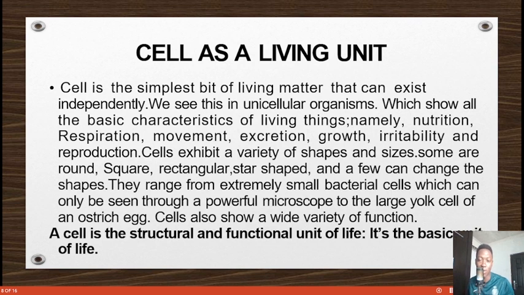So what are we going to define a cell as? A cell is the structural and functional unit of life. Structural means the structure, and functional means it's able to carry out everything it needs to stay alive. So the cell has all the structures needed for life, and it can carry out all the functions needed for life. It is the basic unit of life, the simplest bit of living matter that can exist independently. Guys, that's the definition of a cell.